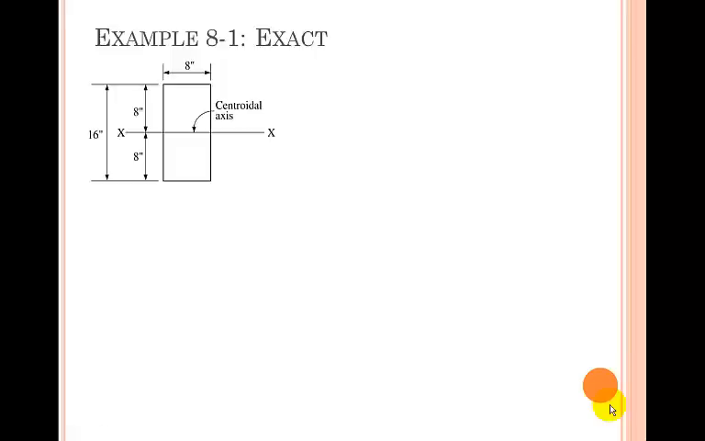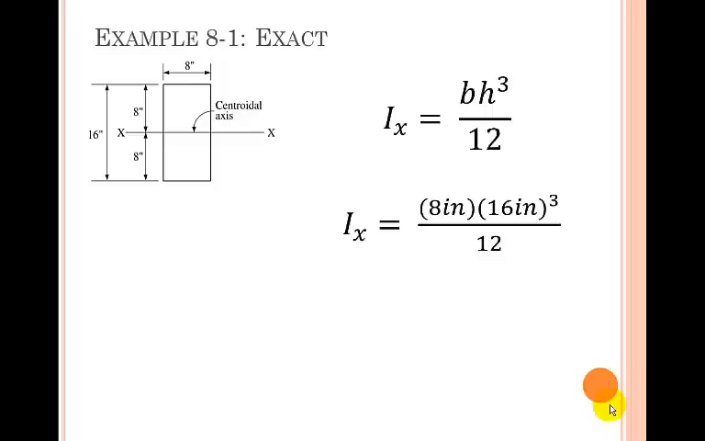So this is the first example. You can find the information on the formulas for area moment of inertia inside the back cover of your textbook. And so the formula for a rectangle is Ix is equal to the base times the height cubed divided by 12.